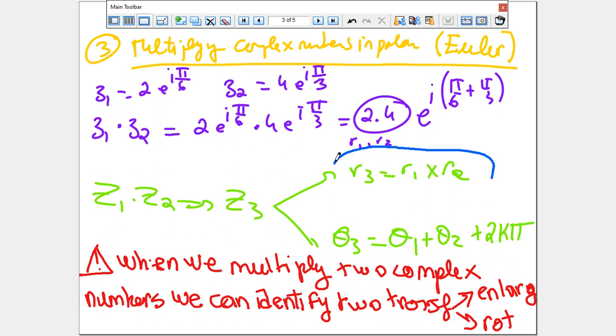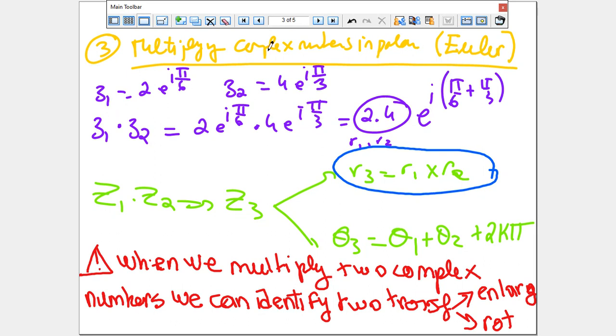The first transformation is the enlargement. What I'm doing is changing the modulus: it is bigger or it could be smaller, as I'm doing a zoom in or zoom out. And what's going to happen to the angle? I'm doing a rotation. So every time I'm multiplying two complex numbers, I can identify two transformations.